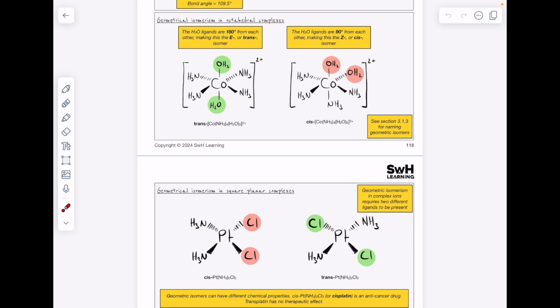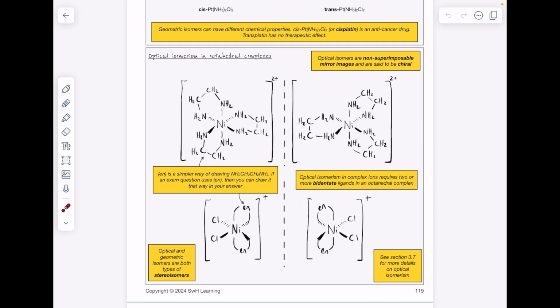Do make sure to identify the various shapes of these complexes. So remember here, these are both octahedral, these are both square planar. And then if you really wanted to max out your answer, you could include optical isomerism shown here, where we subbed in an EN to represent this disgusting NH2, CH2, CH2, NH2 ligand. Do make sure you explain what optical isomerism is. Remember, these are non-superimposable mirror images, in this case in octahedral shaped transition metal ion complexes.